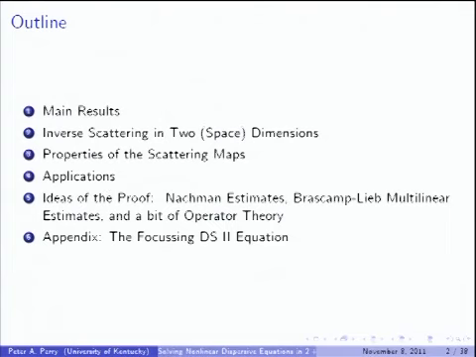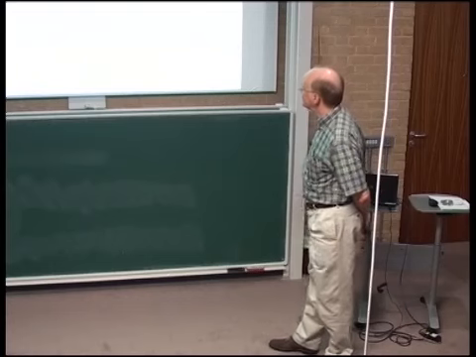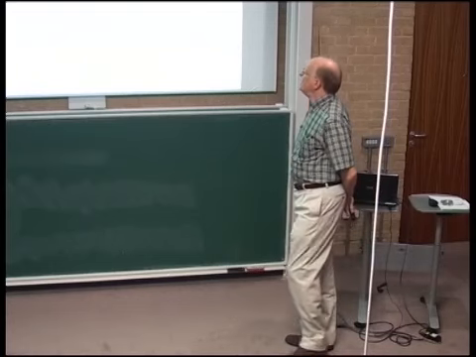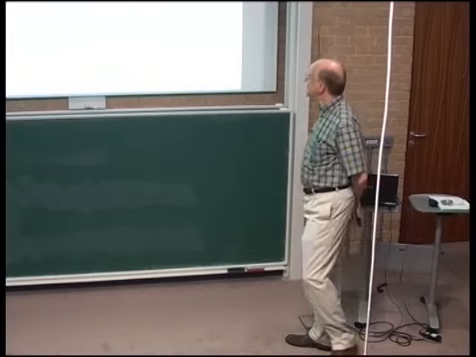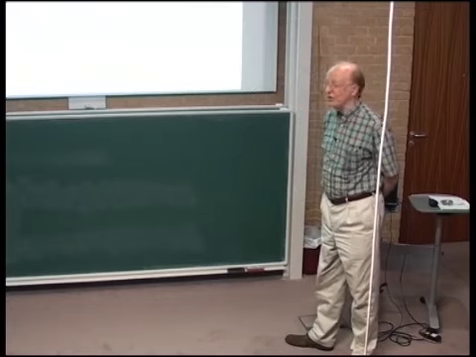So what I'm going to do first of all is tell you what the main results are, and then you can decide whether you want to pay attention to the rest of the talk. I want to say a few general things about how inverse scattering in two space dimensions works, and say a little bit about the history. Again, it's not possible to be comprehensive, but I want to say a few things. And then I'll focus on the properties of the scattering maps, the nonlinear Fourier transforms that are used to solve these equations.